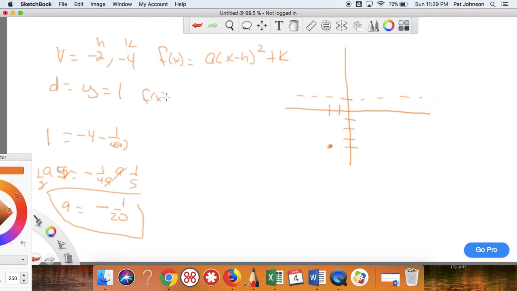So f of x equals negative 1 over 20 times (x plus 2) squared minus 4. Saying this, I'm just going to draw it, and it's going to look something like this.